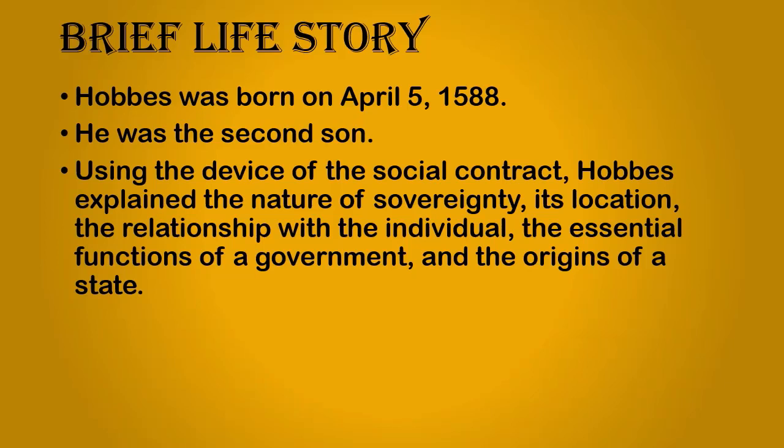Using the device of social contract, Hobbes explained the nature of sovereignty, its location, the relationship between sovereignty and the individual, and the essentials of a government. Why is it important for us to have a government? And the origins of states. So by what means did states come about?